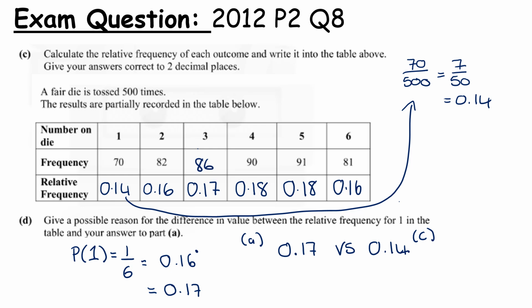Sometimes in experiments, we're not going to get perfectly theoretical answers. You might argue that they're close enough. You might argue that they're not. Really, they want you to demonstrate that you understand the difference between relative frequency, which is using actual experimental data, versus our theoretical answer from part A.